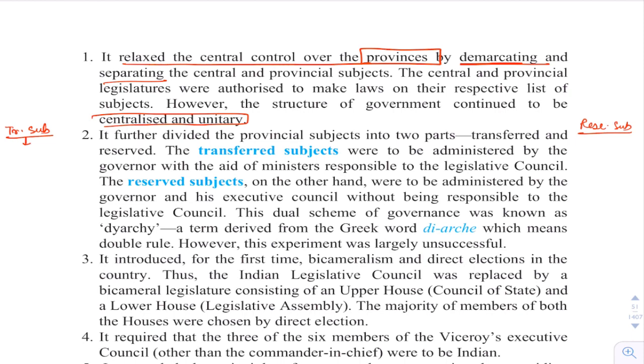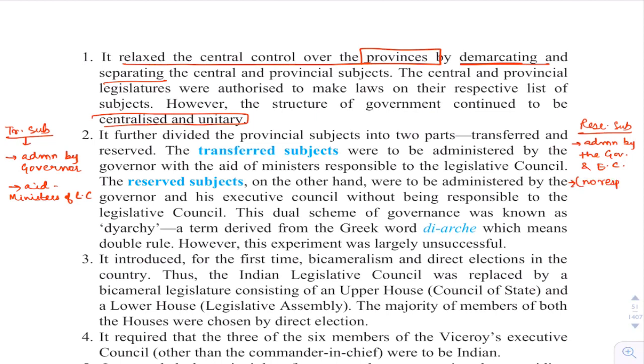Transferred subjects were to be administered by the governor. So first of all, administration had to happen by the governor with the aid of ministers responsible to the legislative council. Whose aid was it? Ministers of the legislative council. Reserved subjects on the other hand were to be administered, and you can write this like a difference, making a small table, administered by the governor and his executive council. Okay.